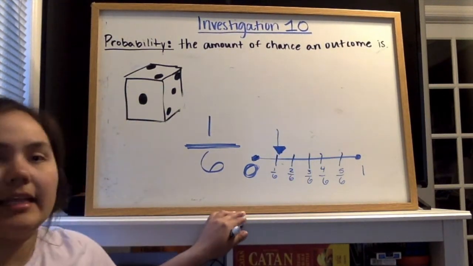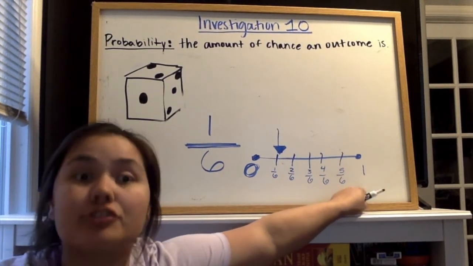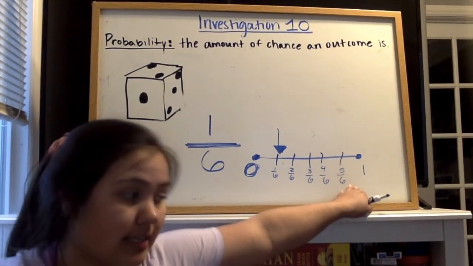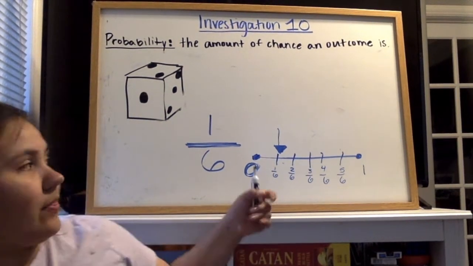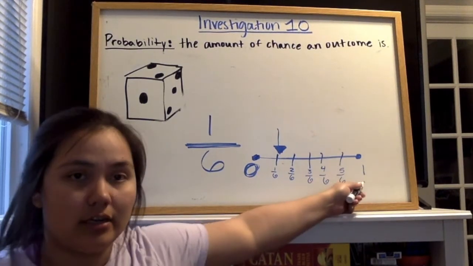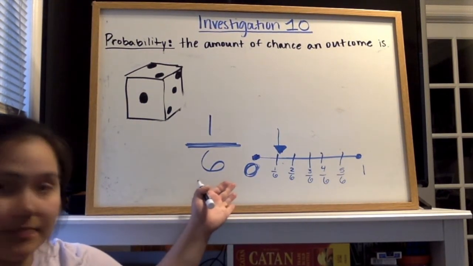Is it likely that it's going to happen? One would be that for sure you're certain it's going to happen. And likely means that it's going to happen most of the time. This 1/6 is way closer to the 0 than it is to the 1. So it's going to be very unlikely that you roll a 6.